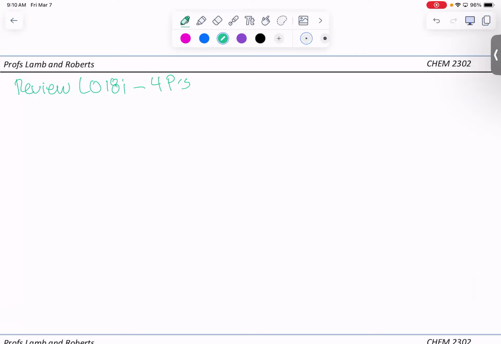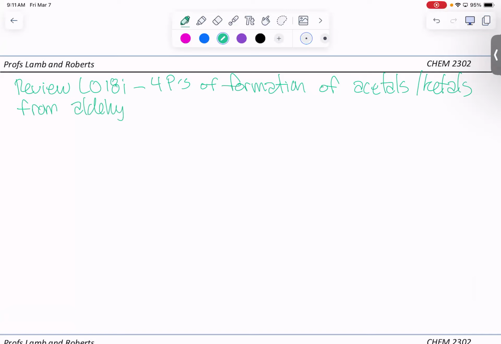So we're going to talk about the 4 P's of formation of acetals and ketals. Remember, acetals and ketals come from different functional groups. An acetal comes from aldehydes, and the ketal comes from a ketone. And we react these with alcohols. This is chapter 18.8 if you're following along in the book.